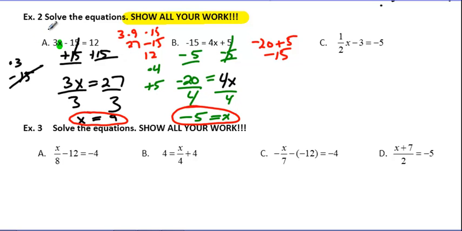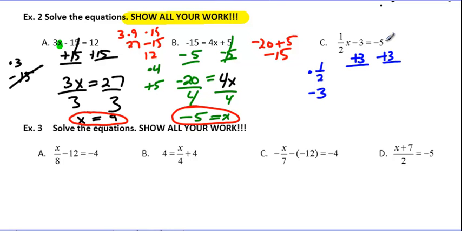Alright, looking at C. Just because there's a fraction doesn't change what's going on here. There's another way of solving it that we'll talk about, but right now when I read the problem, we're multiplying by a half, and we're subtracting 3. The last thing you say, first thing you get rid of. So I'm going to add 3 to both sides.